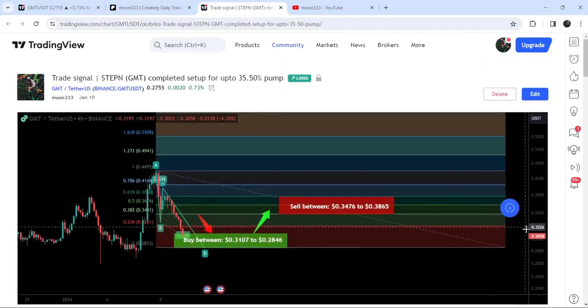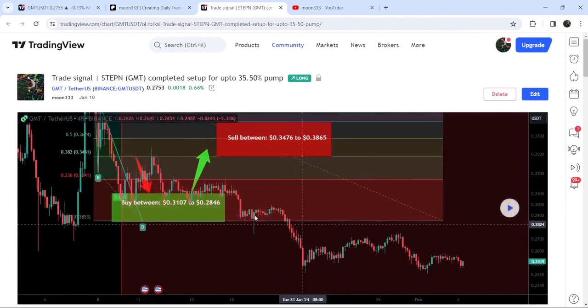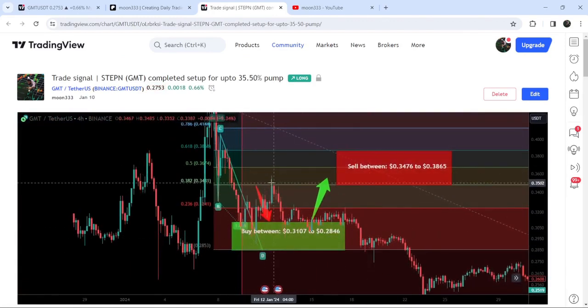And now if I play this chart, then you can see that the price started a very nice reversal from this buying zone and reached the sell target zone here. And this was almost 21% pump on this 4-hour time frame chart.